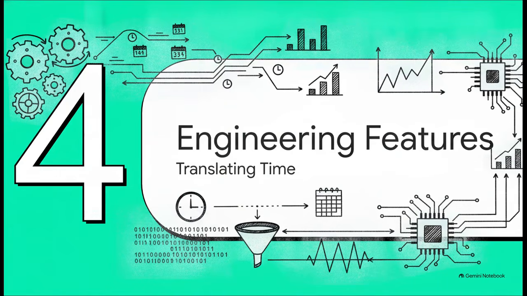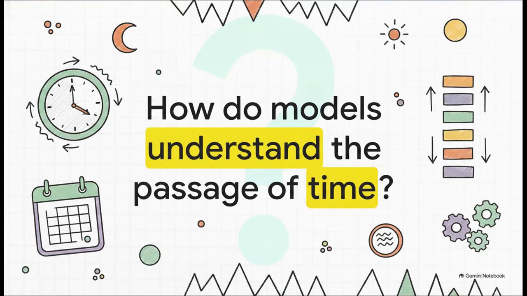Next up is Section 4, engineering predictive features. This is all about translating time for the machine. So at this point, we have clean data, but we've hit a massive conceptual hurdle. Standard machine learning models, like a basic linear regression in scikit-learn, are totally blind to the concept of time. They don't know what a Tuesday is, and they definitely don't understand that row 5 happened right after row 4. We desperately need a way to translate those temporal dependencies into independent tabular features that the library can actually digest.